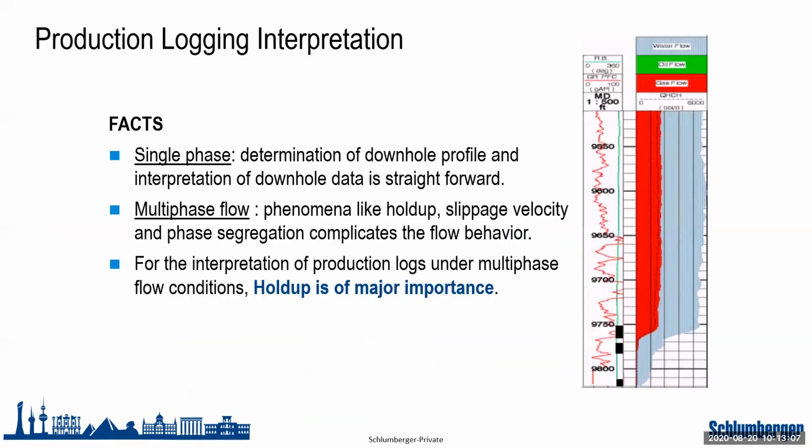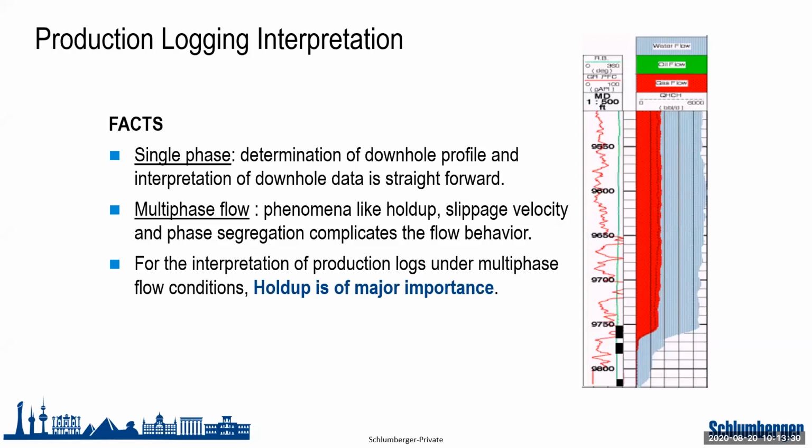So now, for production logging interpretation, what are the facts? What are the things that we can determine and interpret? If I have a single phase scenario, I can determine the downhole profile, and the interpretation is really straightforward. I just need my spinner, pressure, temperature, gamma ray, and CCL for that.